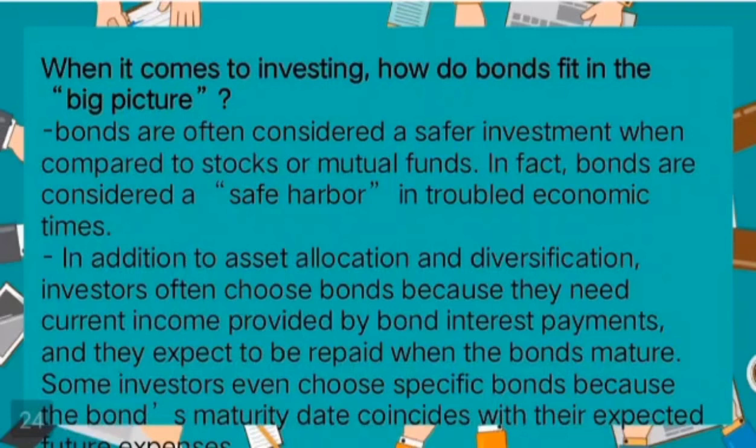In addition to asset allocation and diversification, investors often choose bonds because they need current income provided by bond interest payments, and they expect to be repaid when the bonds mature. Some investors even choose specific bonds because the bond's maturity date coincides with their expected future expenses.